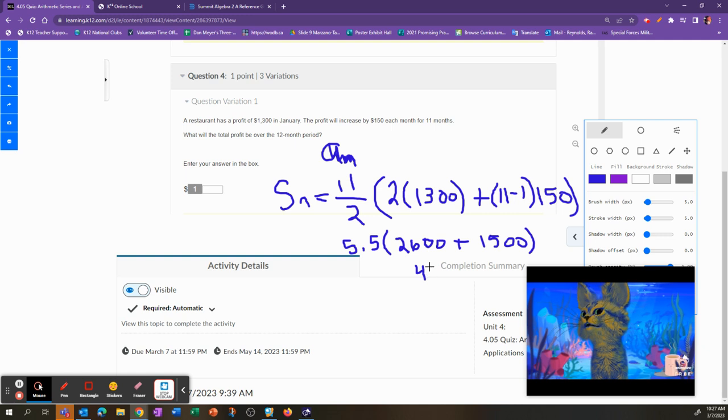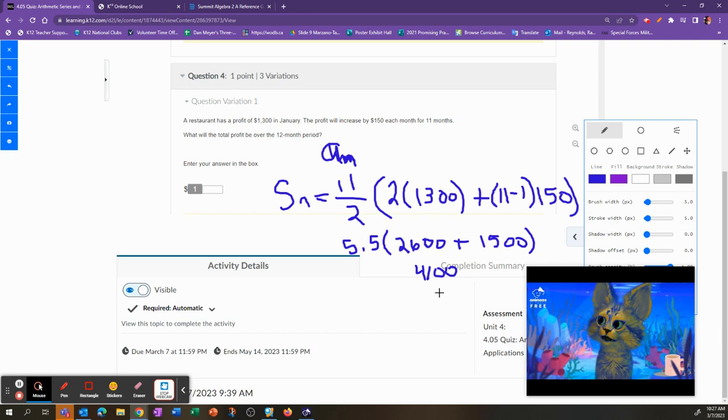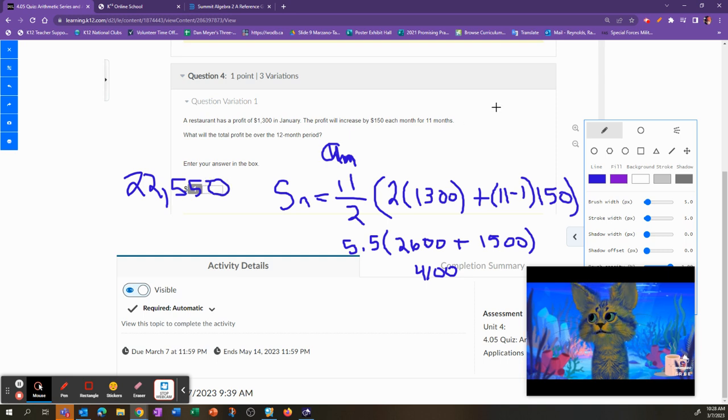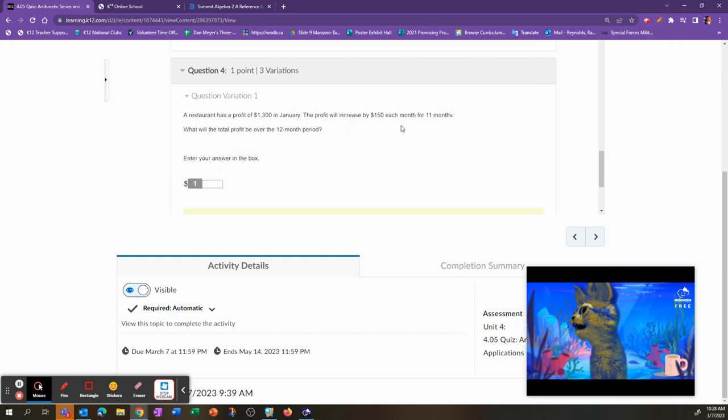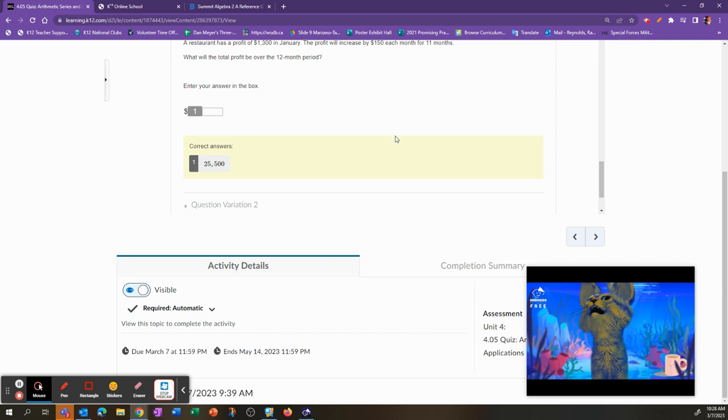All right, and then we add these together. 2,600 plus 1,500 is 4,100. 4,100 times 5.5, I'm going to use a calculator at this point, is 22,550. So we should say the total profits are $22,550. Let's see. Woo, we did it. Oh no, I got a different number.